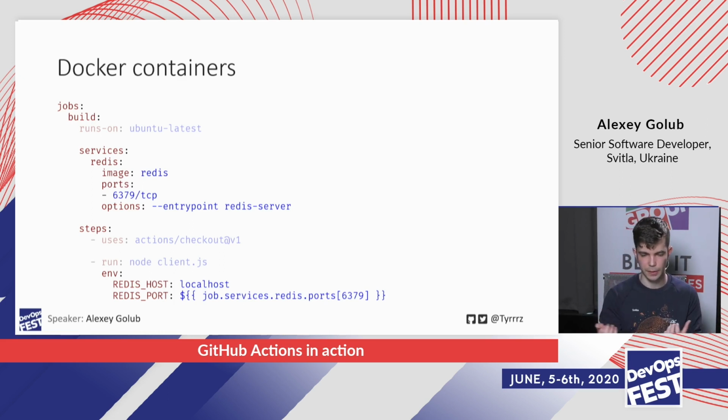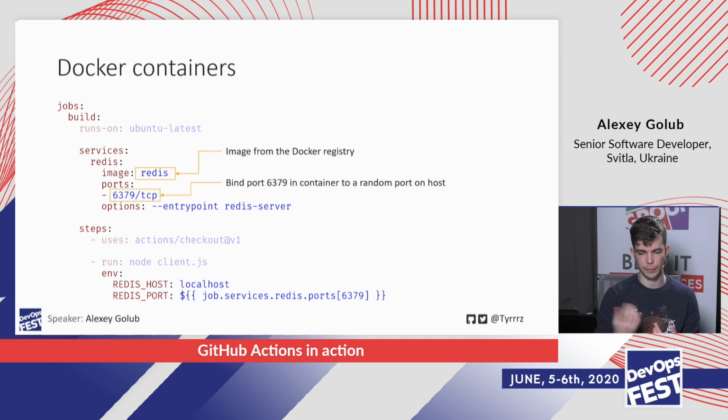This is, again, just custom, so I just need a way to reference it. So I call it Redis. And then I specify the image from the Docker registry. In this case, it's also Redis. And then, of course, since we want to bind the ports to something on the host machine, since we want to communicate with it, we can use the port binding.